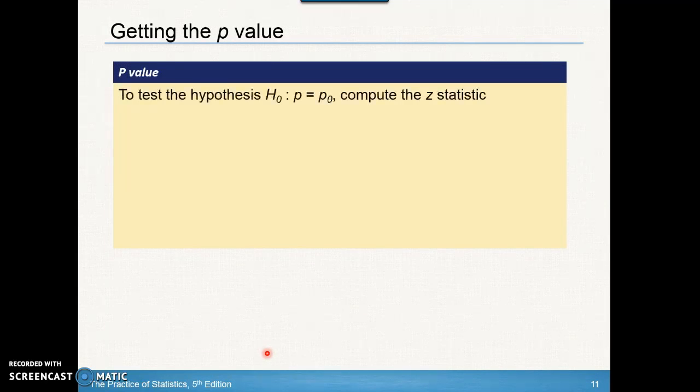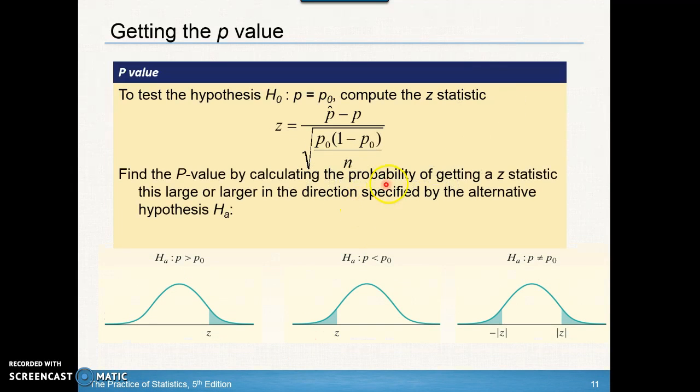Okay, so what is the p-value? To test the hypothesis that the null is equal to some specific value, you find the p-value by calculating the probability of getting a z-statistic this large or larger in the direction specified by the alternative. So what does that mean? If I'm testing whether I think it's actually greater than the null, then when I find my z-score and see how far away it is from the null, I'm going to test the probability that I get that z-score or larger. So what's the probability that I got that value that far from the mean, or another value further than that in the positive direction?